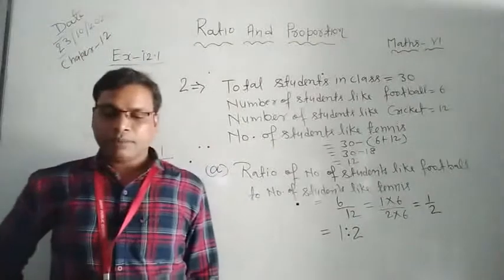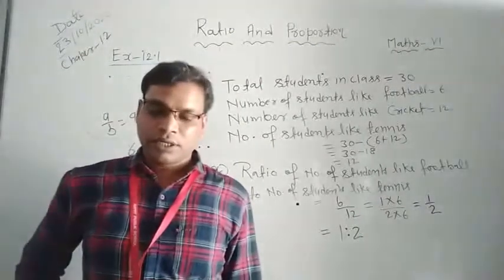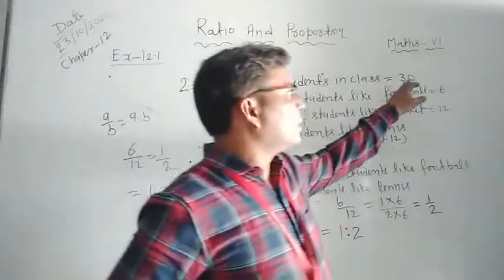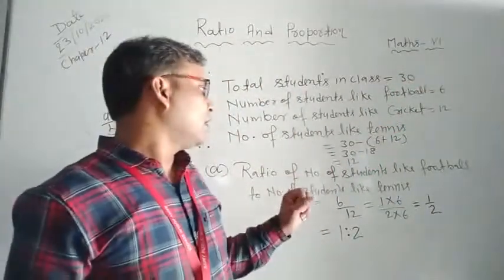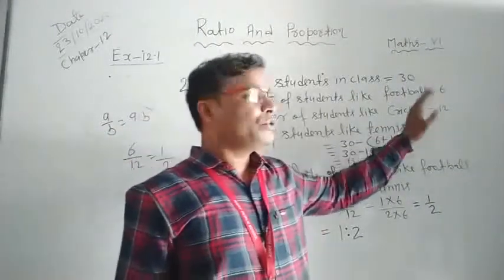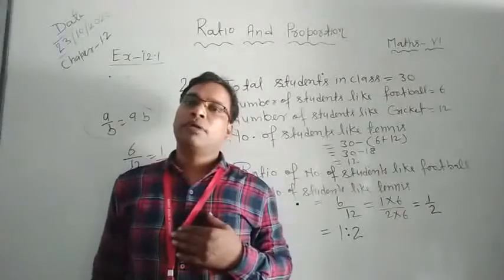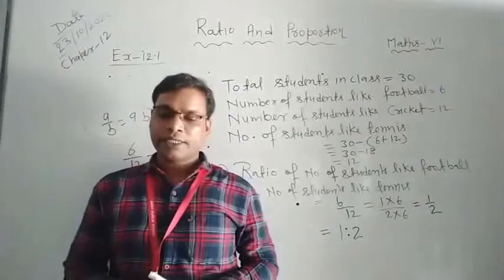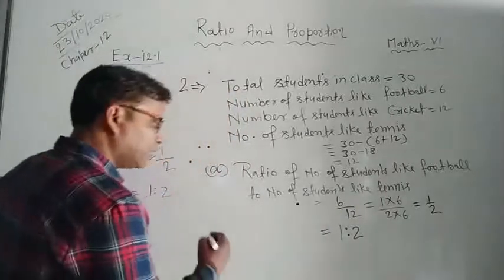B part: the number of students who like cricket to the total number of students. The total number of students is 30, this is given here, and the number of students who like cricket is 12. So we need to find the ratio of the number of students who like cricket to the total number of students. So this is the B part.